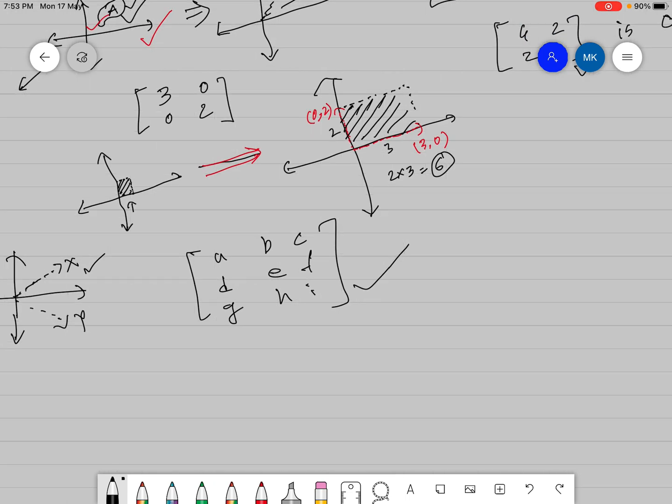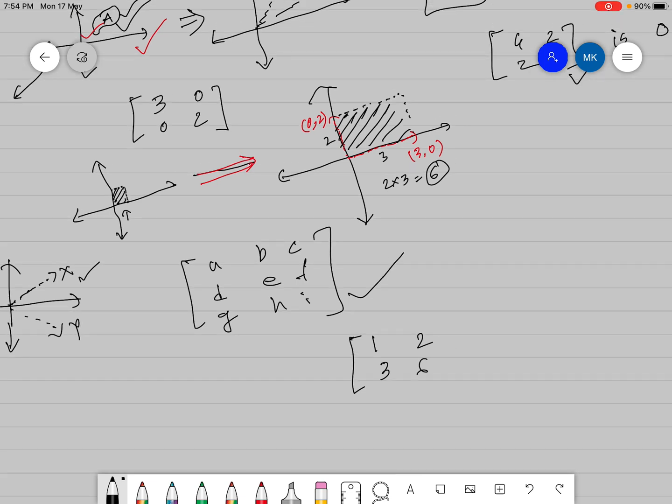If I give you any matrix, like let's say our previous matrix that we were working with, 1 2 3 6, then what can you say about this matrix, or what linear transformation is done by this matrix? You can now interpret this from the perspective of determinant, I hope.